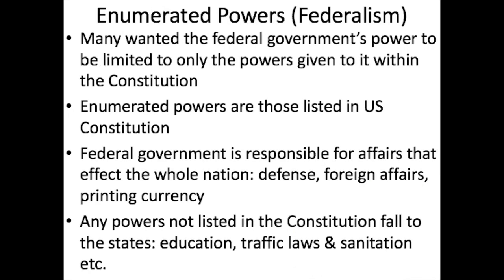One of the ways that they wanted to limit the federal government's power was to very strictly define what powers the federal government had in the Constitution. Use the Constitution as a way to limit the federal government. Enumerated powers are the powers that the U.S. Government has listed in the Constitution. To enumerate means to list.